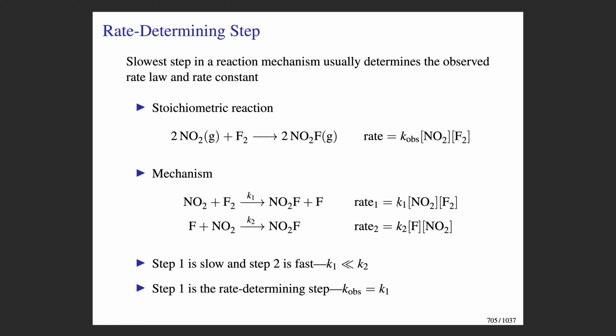And so this is the observed rate law for the reaction. The slow step always determines what you observe in the rate law. And so by comparing the rate for this slow step to the observed rate law, you can identify the observed rate constant with the value of k1.